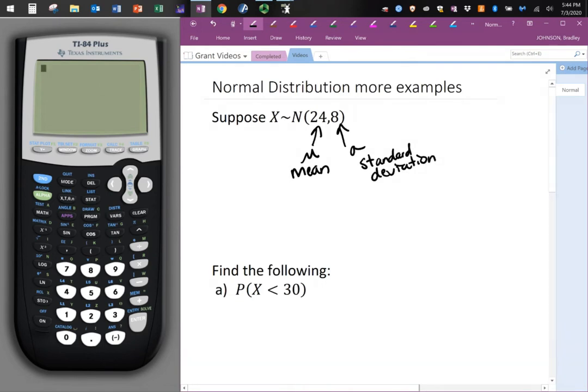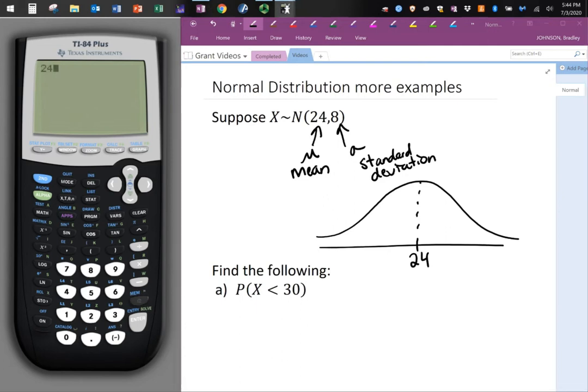So what I'm going to do is draw a little sketch here. Draw a little bell curve. This is my normal curve. Now we know the normal curve is symmetric about the mean. So I will represent 24 here about the mean. And then if you were interested, you could do some other markings if you'd like.